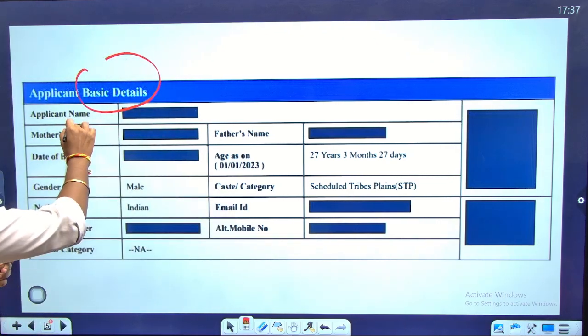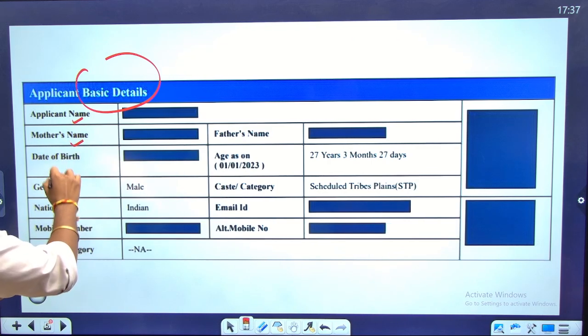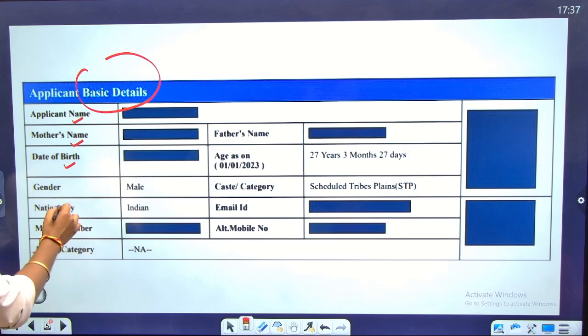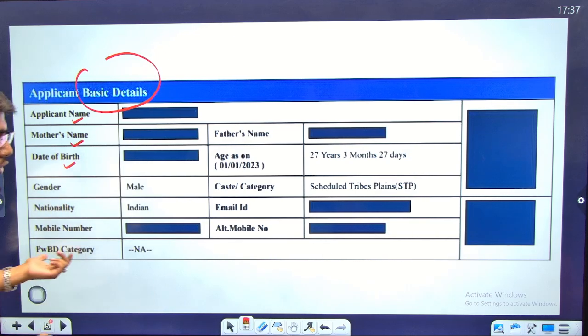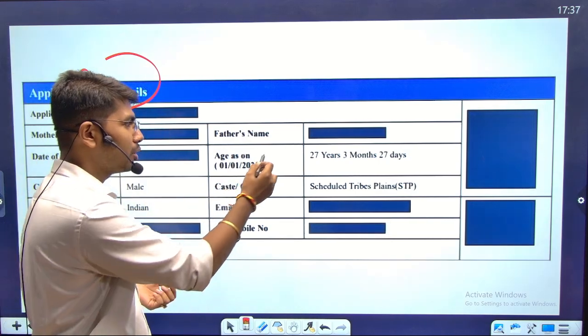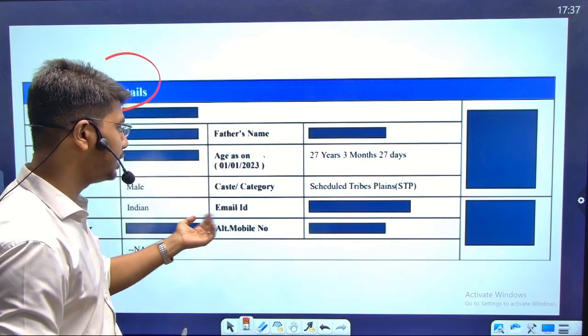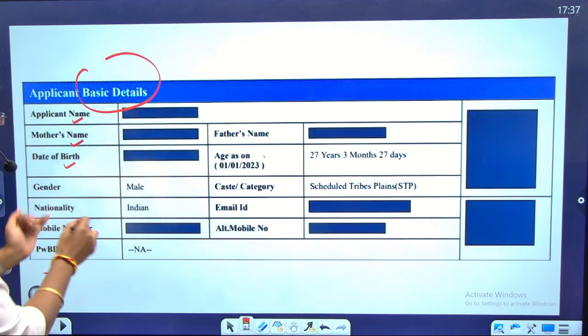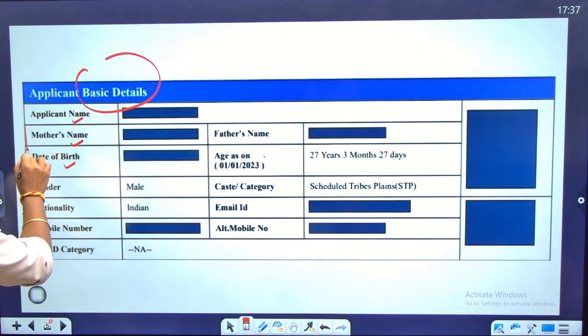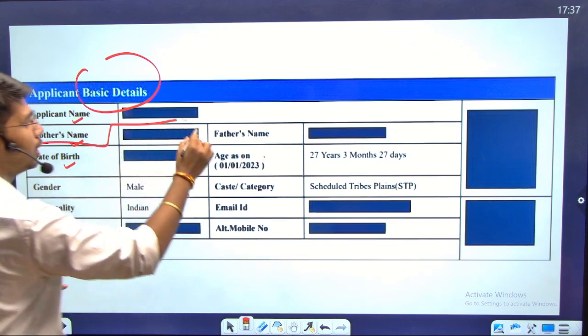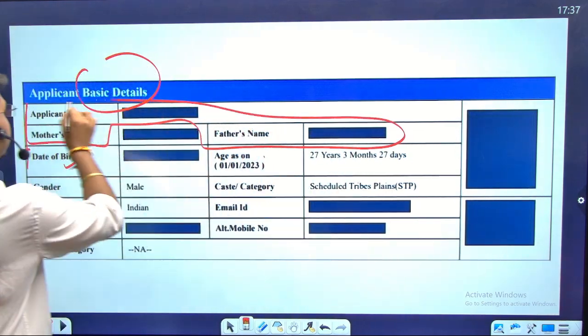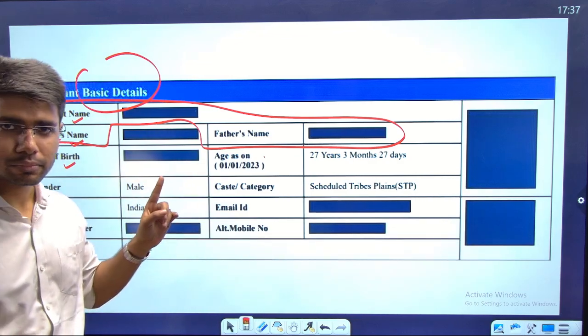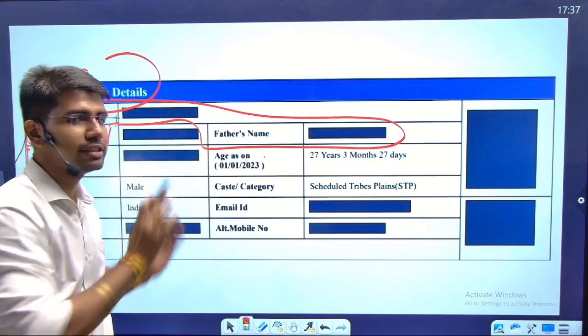It consists of the applicant name, the mother's name, date of birth, gender, nationality, mobile number, your category, your father's name, your age, your caste, your email, your alternate mobile number. Primarily, here I would say three common areas: applicant name, mother's name, and father's name. These can be categorized into one. Questions can be on any of these names.